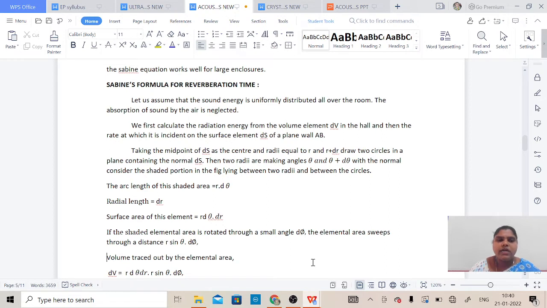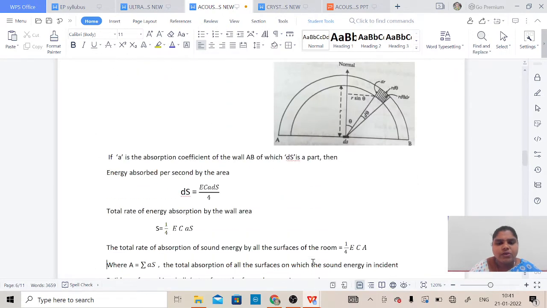We then find the rate at which the energy is incident on the surface element dS. The total area is S, and we are considering the surface element dS of a plane wall AB, when the volume is V containing the elemental volume dV. Taking the midpoint of dS as the center and radii equal to r and r plus dr, draw two circles in a plane containing the normal to dS. The two radii make angles theta and theta plus d theta with the normal. I have shown you the diagram.